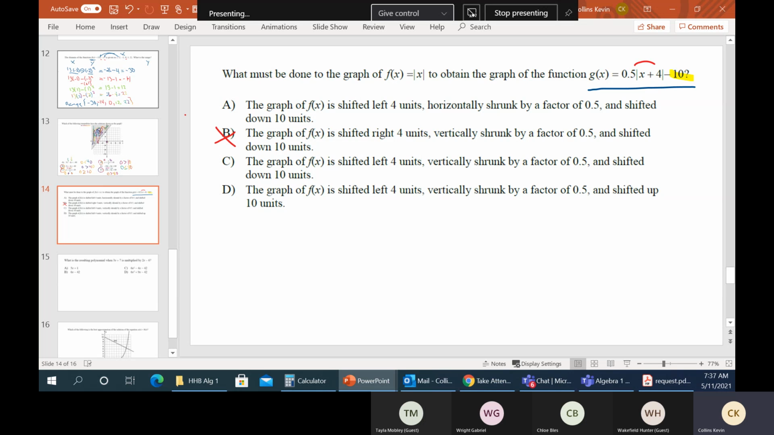Now let's go back to the 10. So if that moved us left and right, what does the 10 do for us? What's the negative 10 do for us, actually?